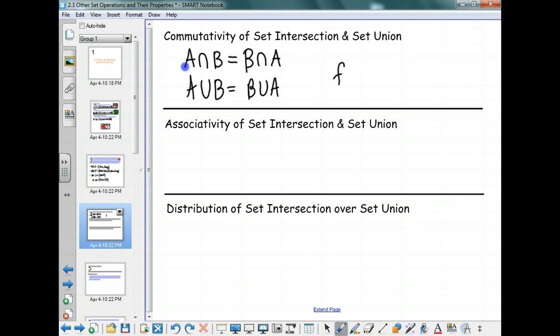And this works for all sets A and B. We can do this. It's not special, it's not a specific case. Any set will do this. Any sets will do this.